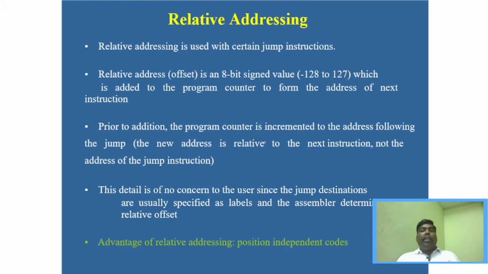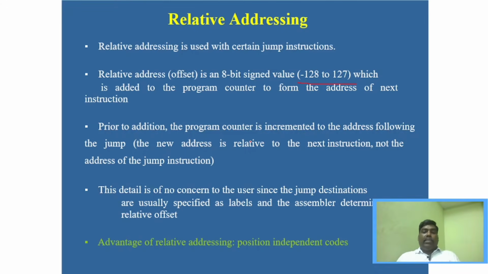Next we will see relative addressing. As I said, it is used for jump instructions, and you will have an offset value. Once again, it will calculate the effective address, that is, where we have to jump. This is all about theory. The offset range is minus 128 to 127, an 8-bit signed value. And one thing you have to understand: whenever we apply relative addressing, the program counter will be incremented by 1, and then it will go to the jump instruction.